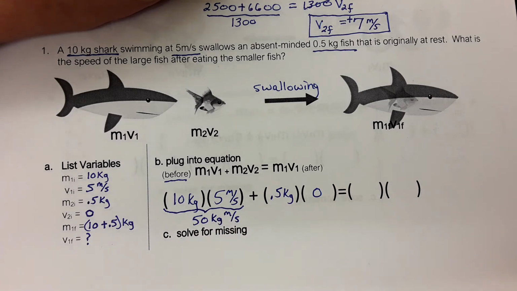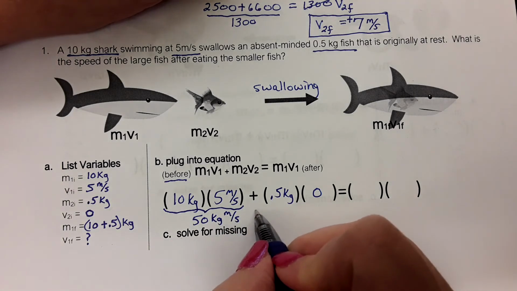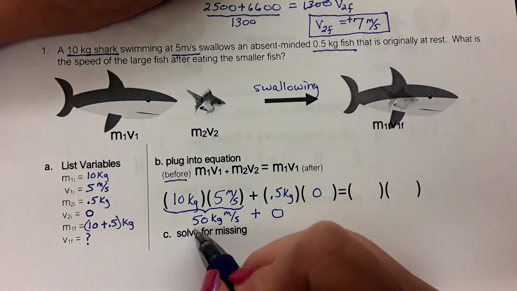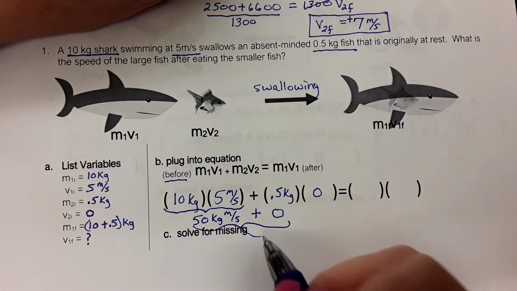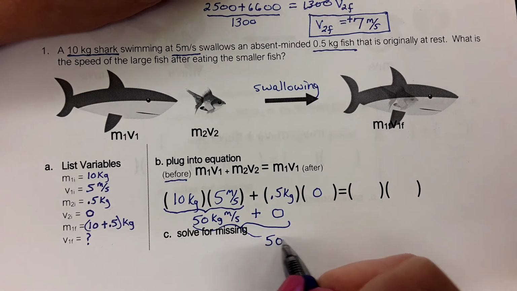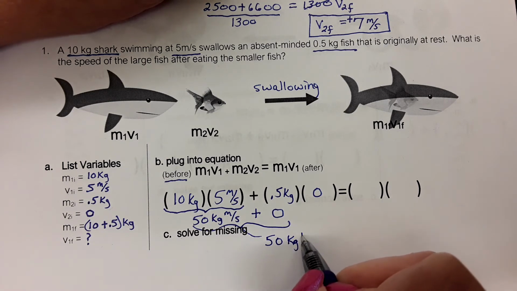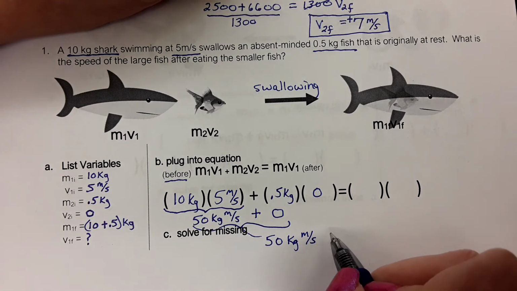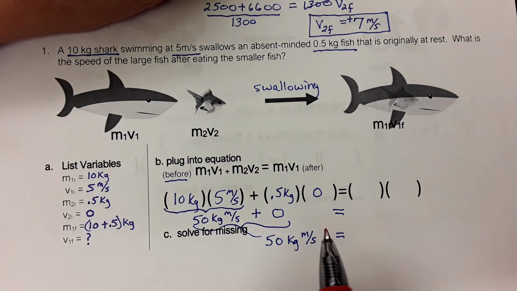5 times 10 is 50, you know that, plus a big fat goose egg, 0. So now the total momentum before collision is just 50 kilogram meter per second, because you know 50 plus 0 is 50, okay? Now, let's look at the after side.